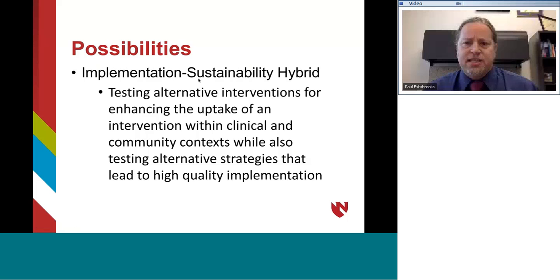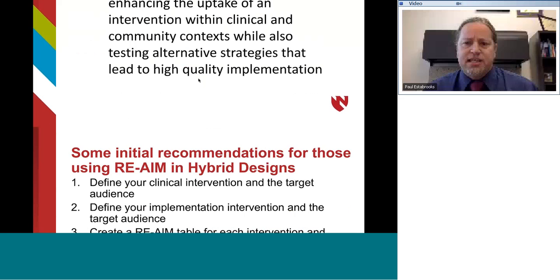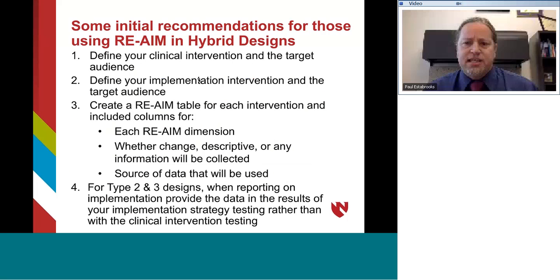One of the things that we wanted to talk a little bit about here is, how can we keep moving forward with these types of designs, use REAIM in a way that makes sense and is practical and doesn't get overwhelming with all this stuff. Here are some initial recommendations that I jotted down earlier today. Again, please, anything that you can come up with would be great.